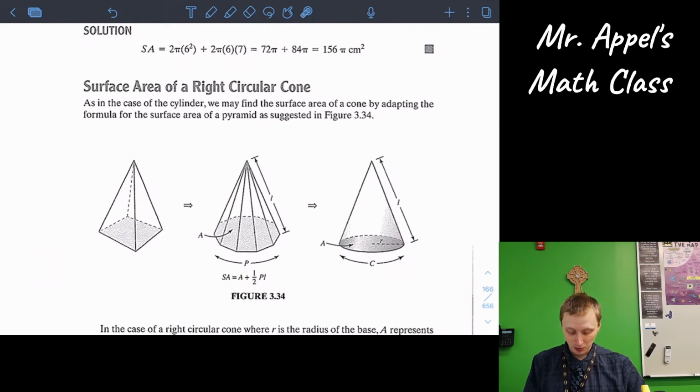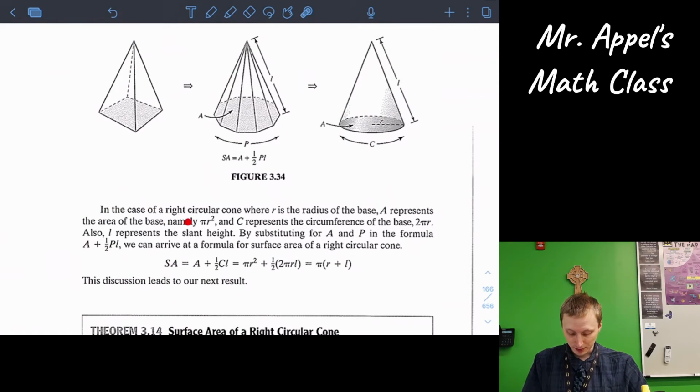How about a cone? As in the case of the cylinder, we may find the surface area of a cone by adapting the formula for the surface area of a pyramid, as suggested in figure 3.34. So here we go from 4 sides out to 10 or 12, and out to infinite sides. So we get an infinitely skinny triangle up here to form the cone face itself.